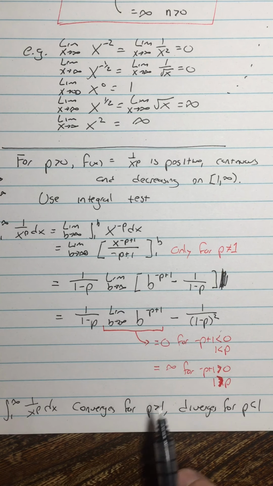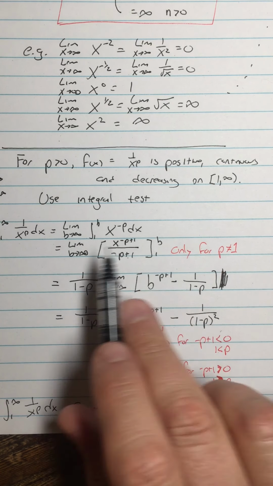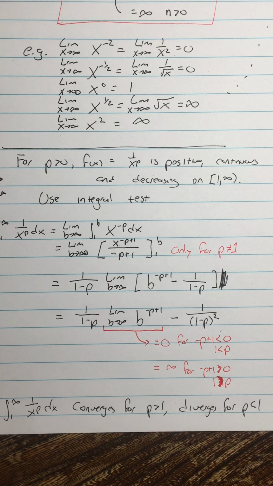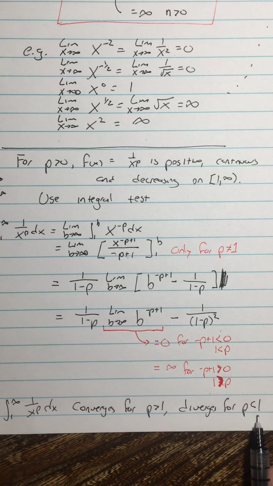All right, this integral, if the p is greater than 1, we're going to have a 0 limit here, and this integral is going to converge. We don't know what to. We don't care what to. As long as the p is greater than 1, the integral converges. The integral is going to diverge if p is less than 1.